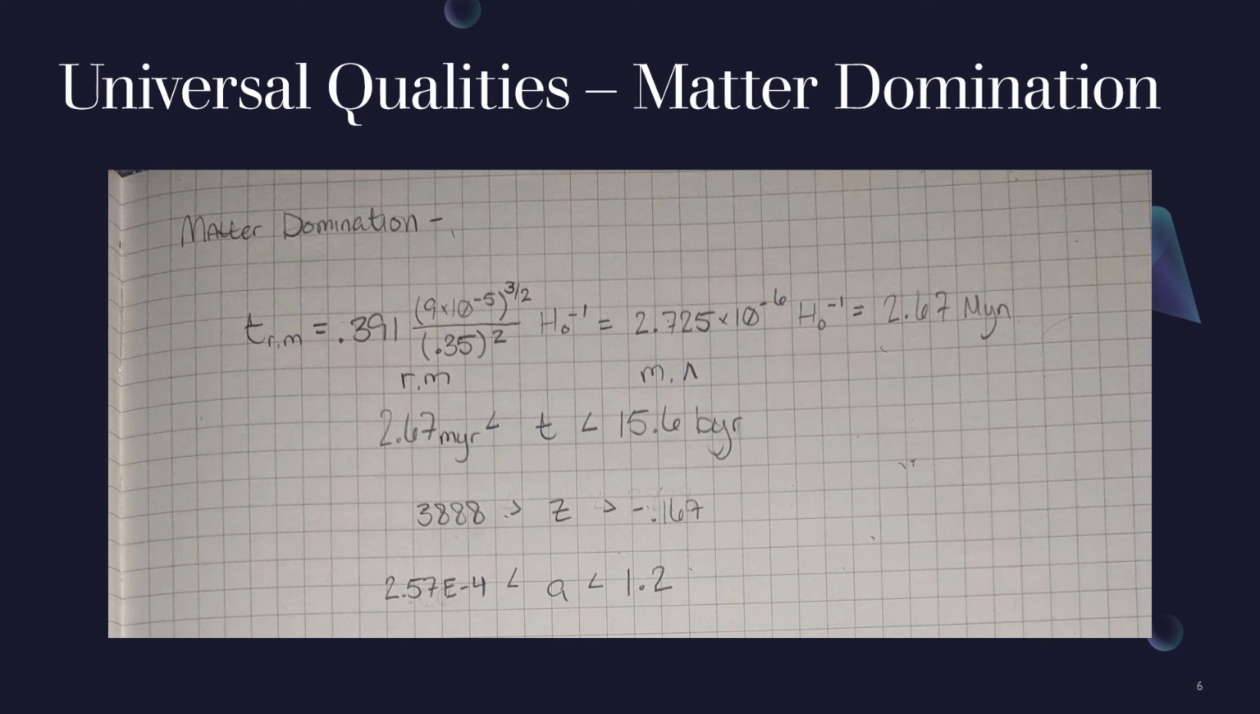These numbers seem very different from one another to me. If they're correct, then it would make sense to me that the universe is extremely redshifted early on because it's rapidly expanding, and at the time of matter dark energy equality, the universe is actually contracting, so there's a bit of a snapback there. The scale factor would be between 2.57 times 10 to the negative fourth and 1.2 at this time.